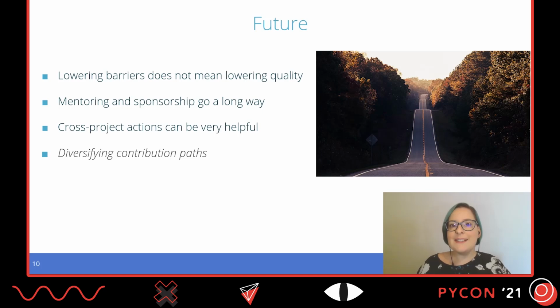One of the ideas that can be helpful is to diversify the contribution paths inside the projects beyond code. This means that we can work on documentation, on community, on websites, but this also can mean outreach, education, and a host of other tasks.